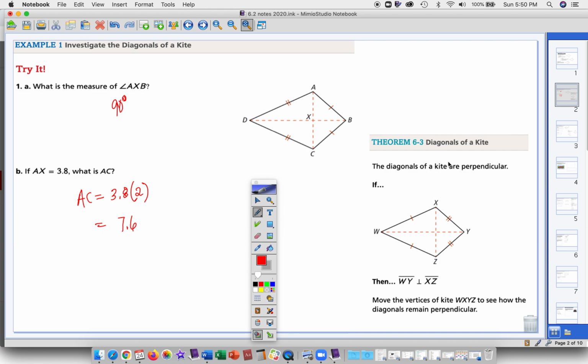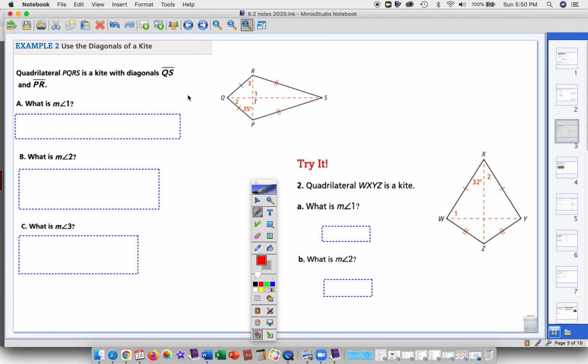Theorem 6.3 is about the diagonals of a kite, and it states that the diagonals of a kite are perpendicular. You're going to be learning lots of different facts about different quadrilaterals. At some point there's going to be a lot to remember, but we'll organize it all and try to keep it straight.